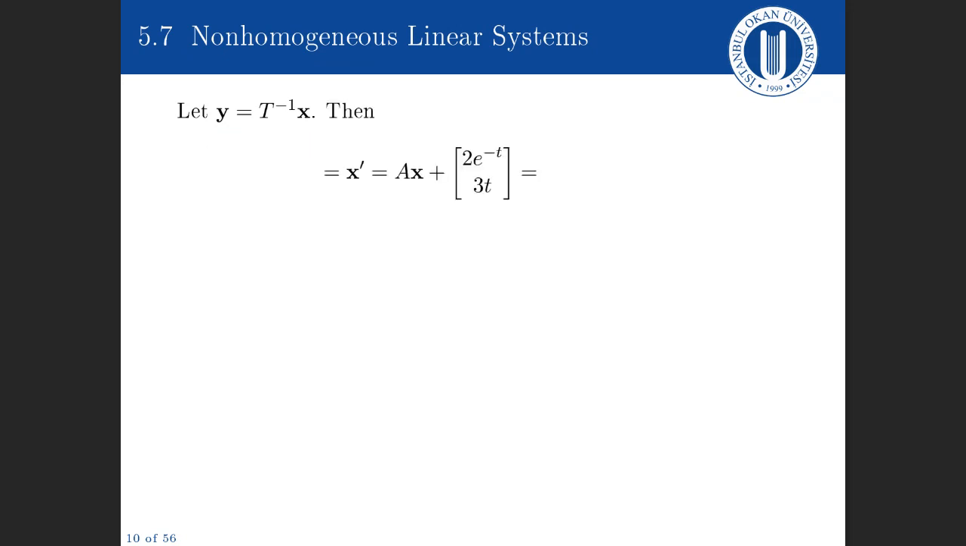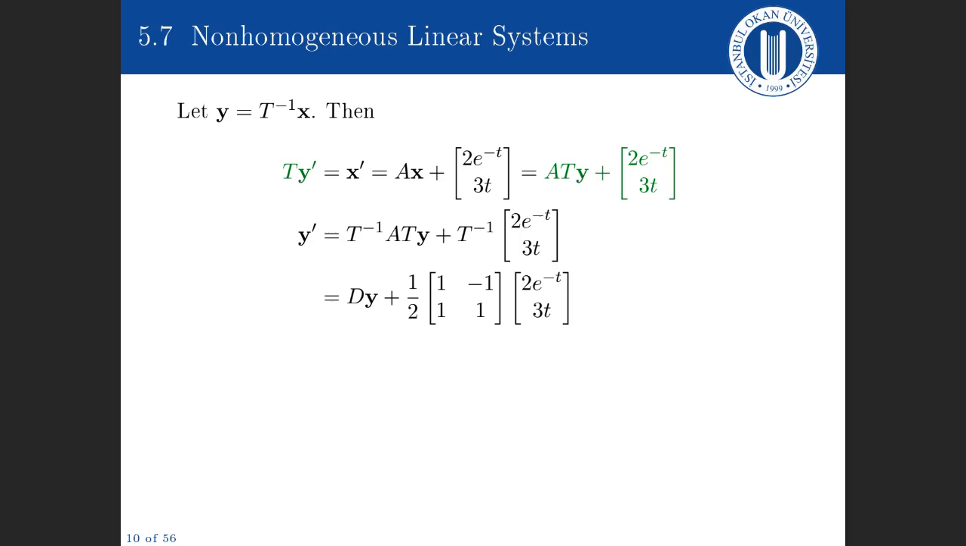And we do that to change our difficult differential equation into an easy differential equation. We get t y prime is equal to a t y plus 2 e to the power minus t, 3t. Multiply on the left by t inverse, that's the same as y prime is equal to t inverse a t y plus t inverse 2 e to the power minus t, 3t.